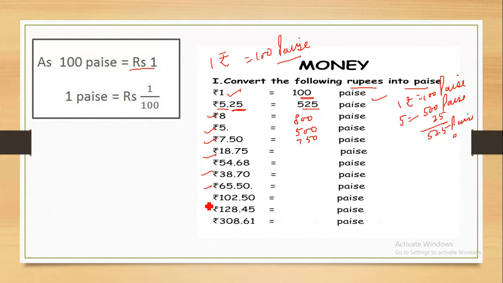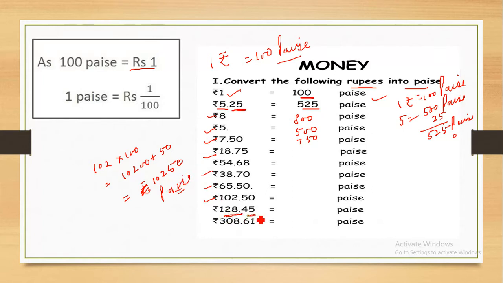If I do it this way, for 102 rupees, this 102 rupee will be multiplied with 100, because 1 rupee has 100 paise. So 102 rupees multiplied with 100 will come 10,200, right? And plus 50 paisa extra, so that will come 10,250 paise.